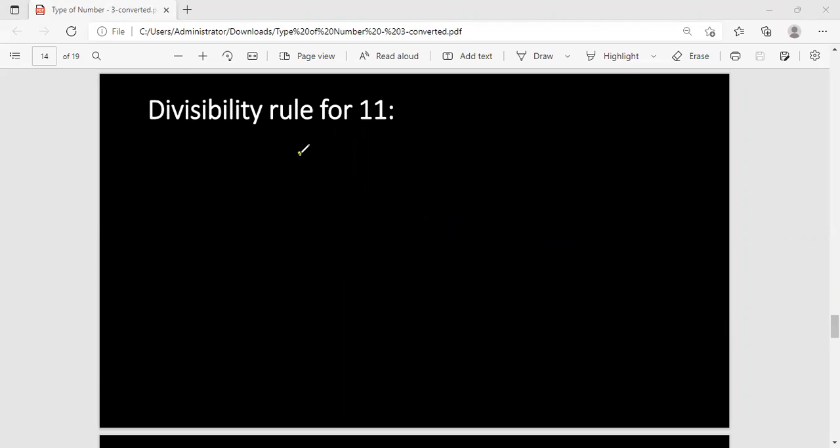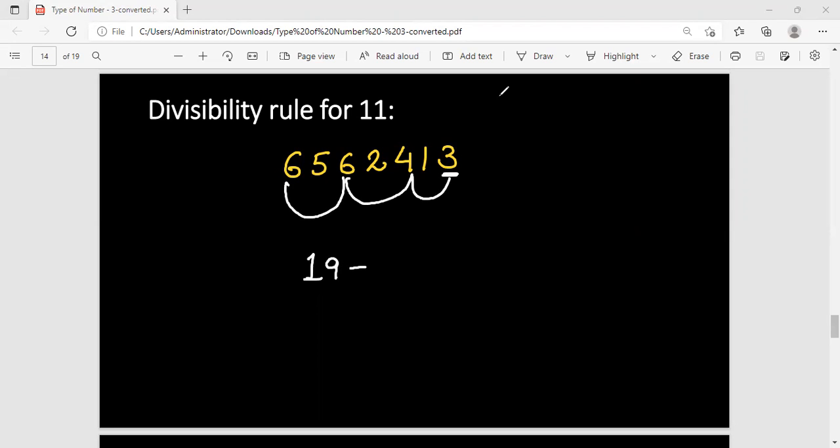Let us take more. Let us take 6562413. So what will we do here? We'll start with the unit place. So it will give you 3 plus 4 is 7, 7 plus 6 is 13, 13 plus 6 is 19. Minus the remaining sum. What is the remaining sum? 5 plus 2 is 7, 7 plus 1 is 8. So 19 minus 8 is giving you 11, which is divisible by 11. That's why the complete number, the number written in yellow, is divisible by 11.